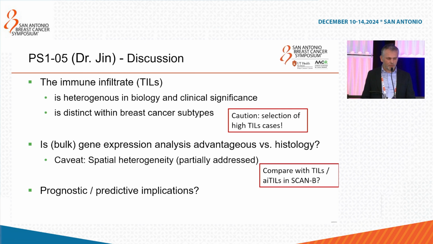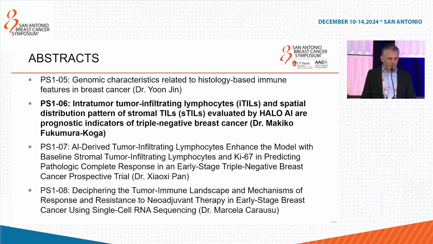And of course, an obvious step would be to compare these signatures with stromal TILs or AI-based TILs in the SCAN-B cohort. And of course, the prognostic and predictive implications are not fully addressed, as SCAN-B is a population-based cohort. The patients were treated according to routine, so we cannot be sure what the predictive information of these signatures may be. And I'll move to the second abstract by Dr.